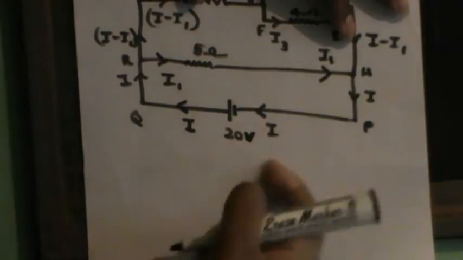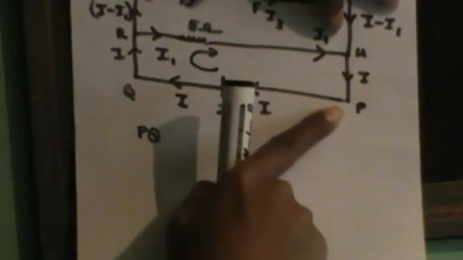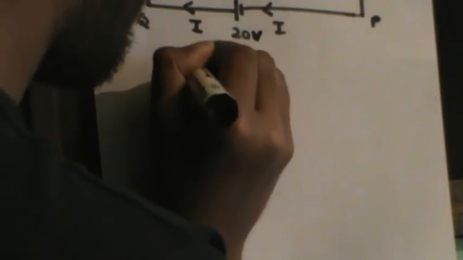Assuming that there is no internal resistance in this cell, I can apply Kirchhoff's laws. I'll apply Kirchhoff's laws in this direction for the bottom loop. The bottom loop will be P Q R H P in this direction. The total electromotive force is 20, because there is no internal resistance, so there will be no energy drop or energy gain due to the cell.